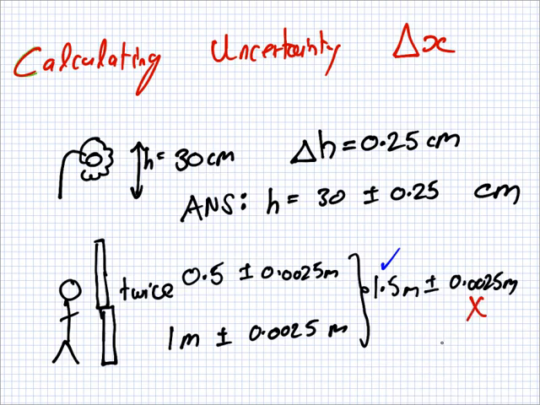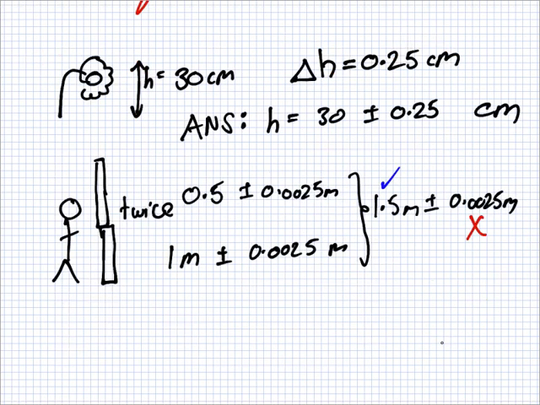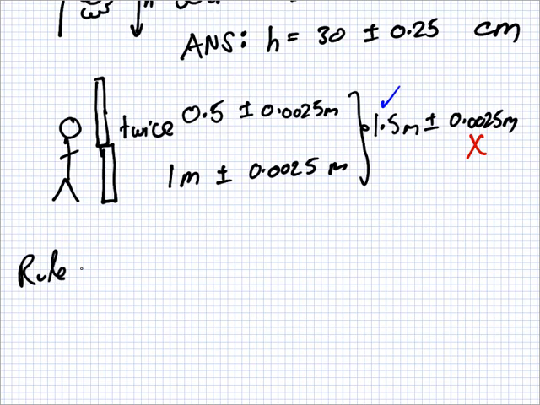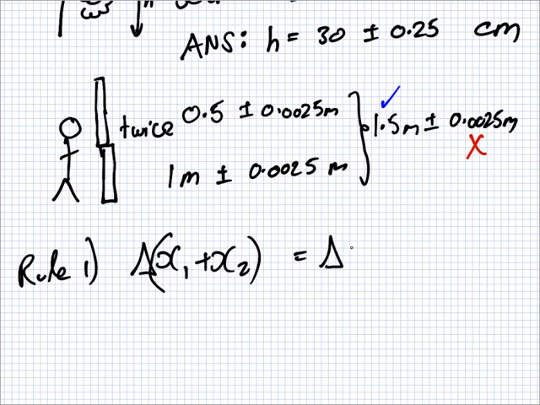So the error, what happens to the error? It's not going to be 0.0025. It'd be 0.005. The error adds as well. So this is like our first rule. Rule 1, if you want to think about it like that, is when you want the error of two measurements, it's the error of the first measurement plus the error of the second measurement. So this should have been plus or minus 0.005 meters.